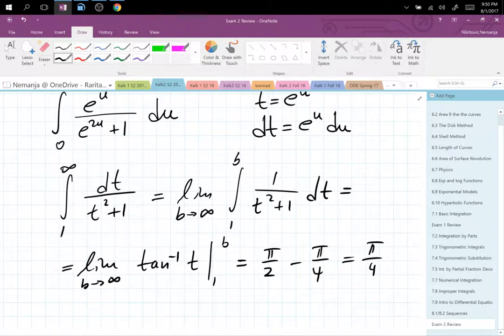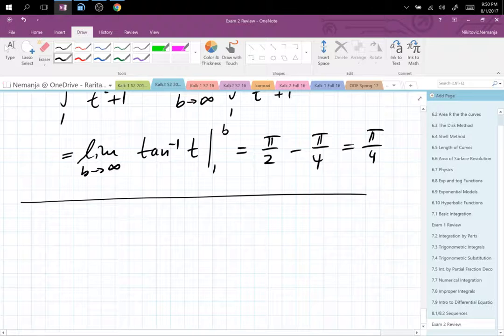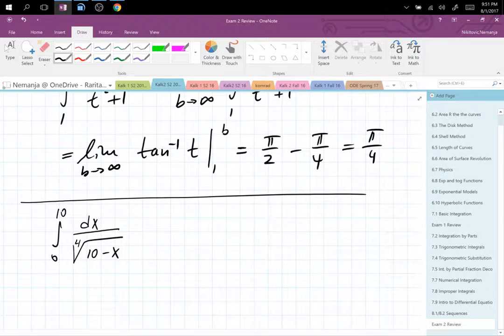Wait, what was this one? Number 45. What's that? It's the integral from 0 to 10 of dx over the fourth root... Oh, the fourth root of 10 minus x. Great. So we have the fourth root of 10 minus x.